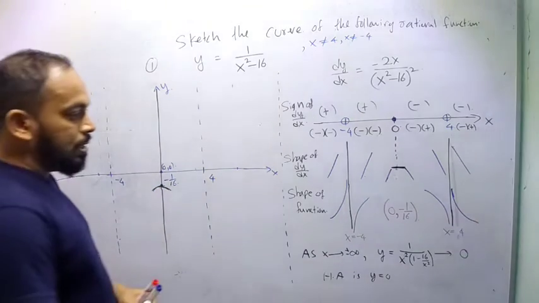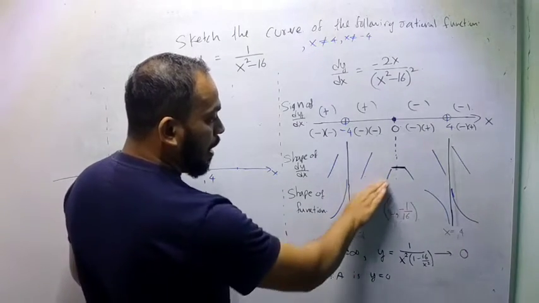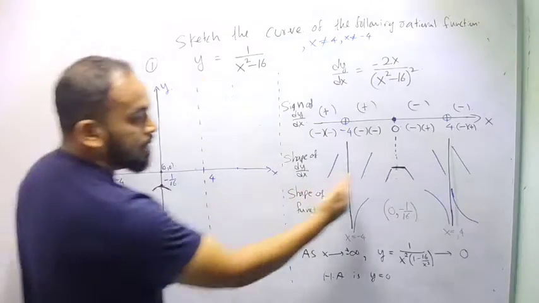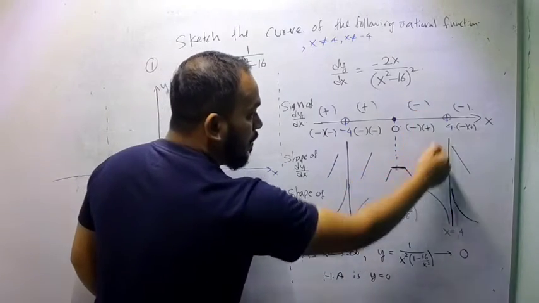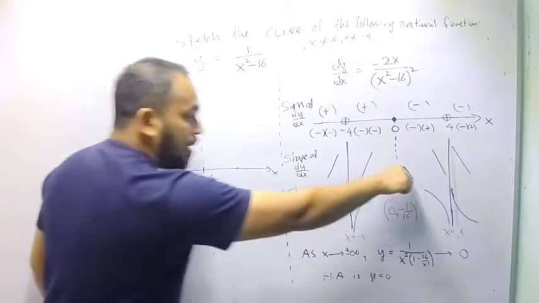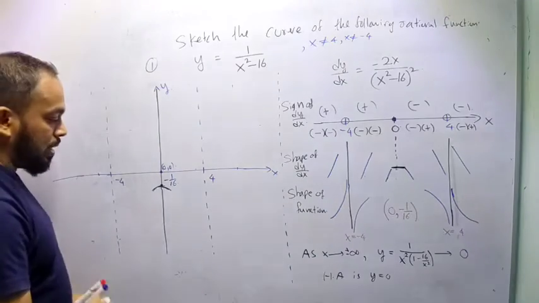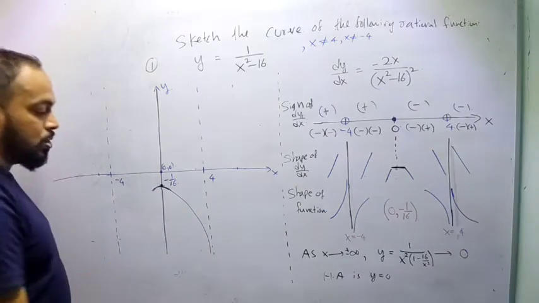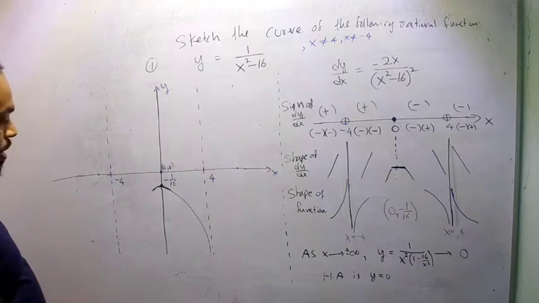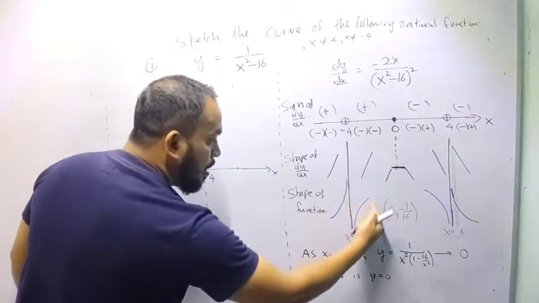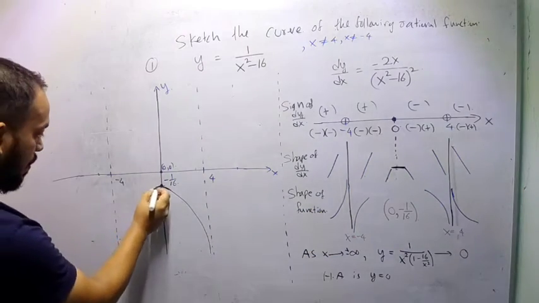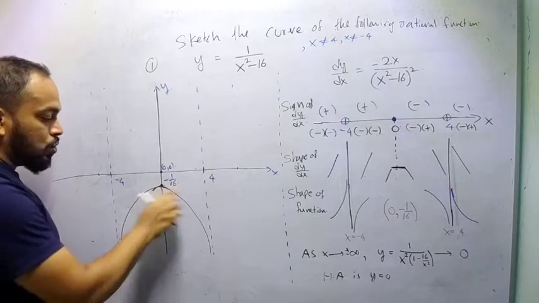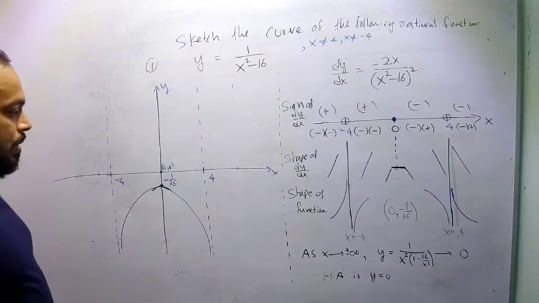Then you can see our shape would be like this. As x increases, the function will decrease in this region. The derivative is negative, it will decrease, and it will approach the vertical asymptote. So it should move like this, never touching the vertical asymptote. In this region also, you can see it goes like this. So this should be symmetric, right? It should be symmetric.